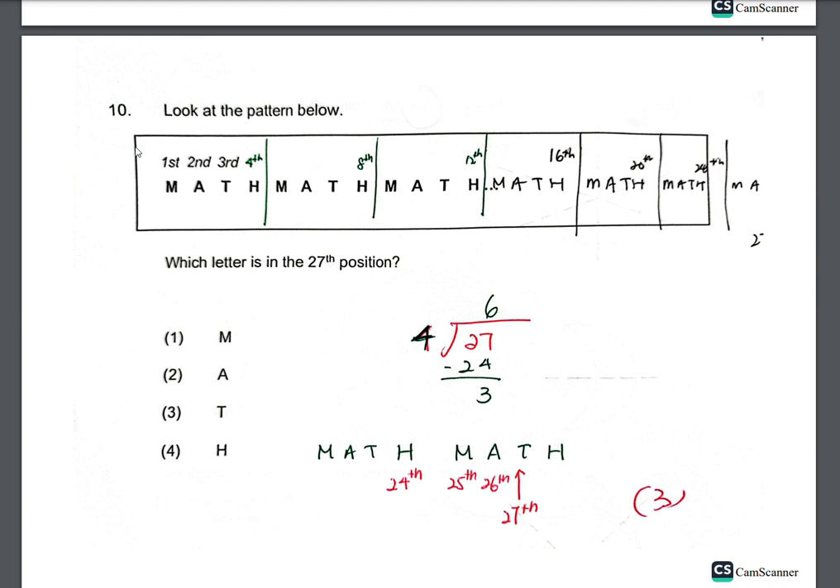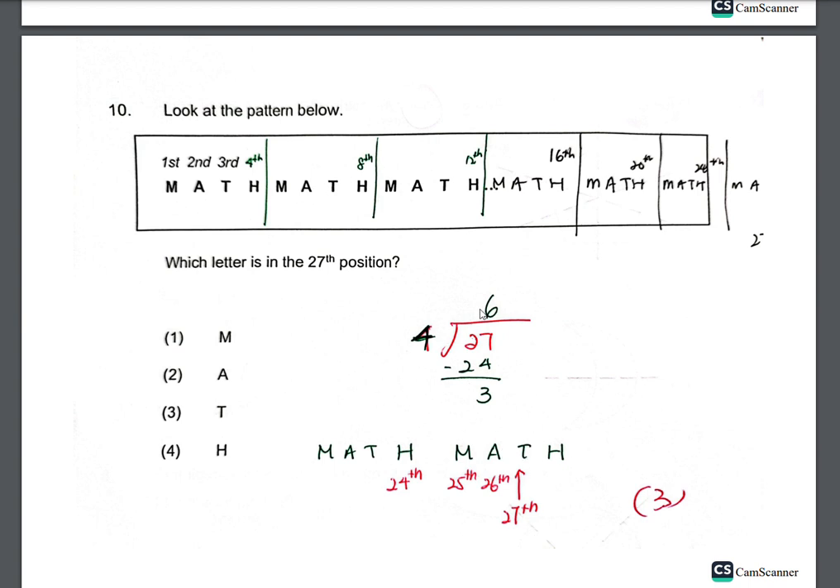Why 4? Because in one group, I have these 4 letters. If I divide them, I can find that there are 6 groups of these 4 letters. 1 group, 2 groups, 3 groups, 4 groups, 5 groups, 6 groups of these 4 letters. And what does the remaining 3 mean? The remaining 3 will tell me it's the third letter. 1, 2, 3, third one.